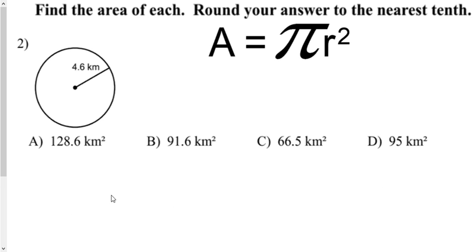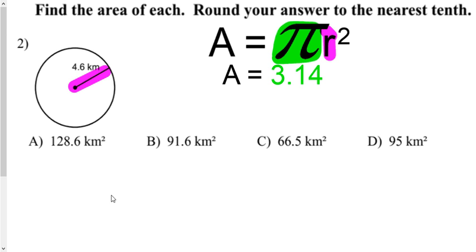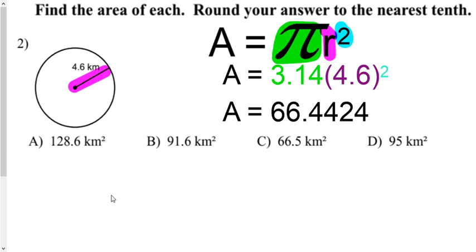Here we go on number 2. Pi is 3.14. The radius is 4.6. And don't forget to square the radius. Raise that to the second power. Type that all into your calculator. Round it. And find the closest answer, which in this case would be C.